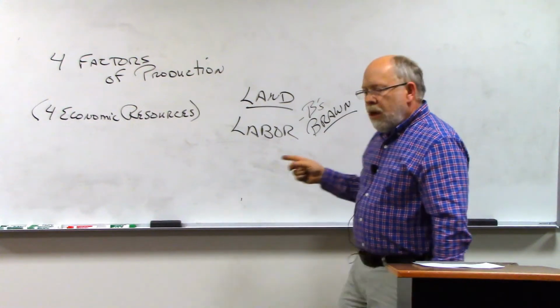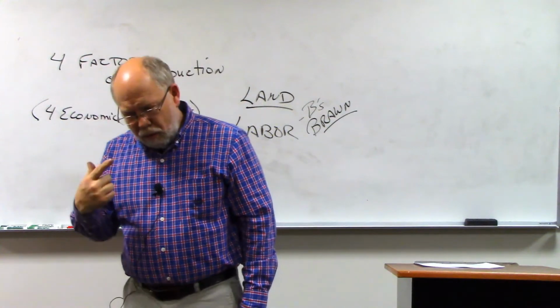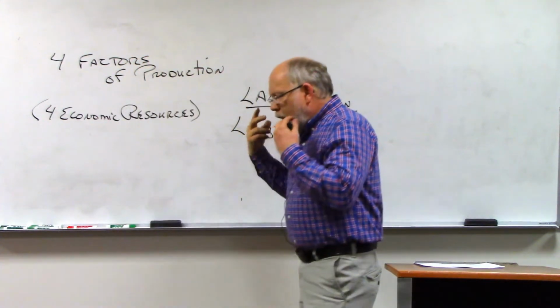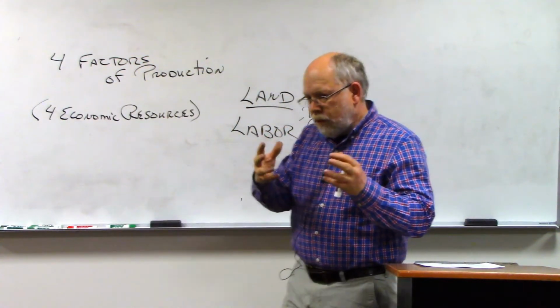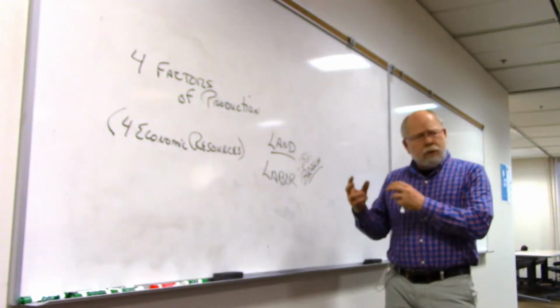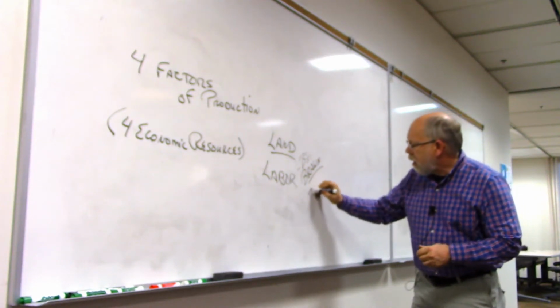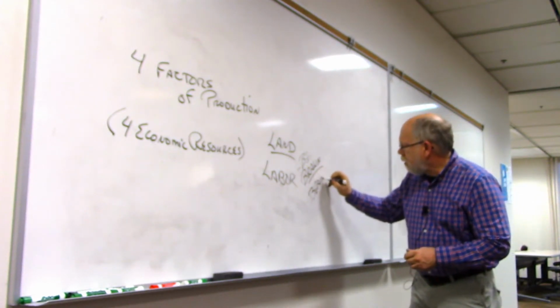The next B would be brain or mental power. The idea of using our mind to design a bridge or a skyscraper, or to create some accounting statements. So we would have brawn and brain.